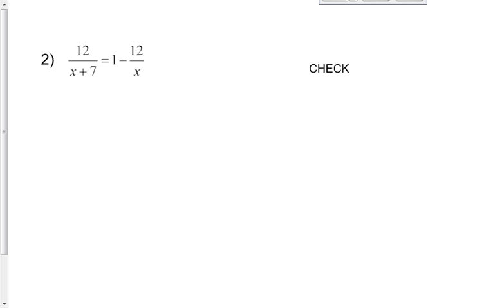Number 2. Again, we've got three terms here. 12 over x plus 7 equals 1 minus 12 over x. X plus 7 is a quantity. When I see quantities, I have to use the whole quantity. So my common denominator, so far I've got x plus 7, and then I've got this plain x, I have to use that as well. So there is my common denominator, x times x plus 7.